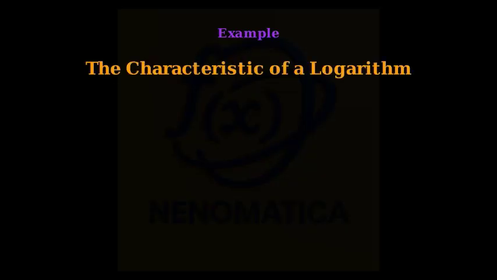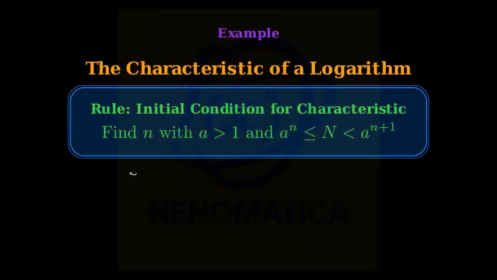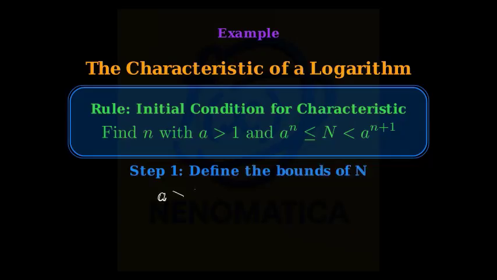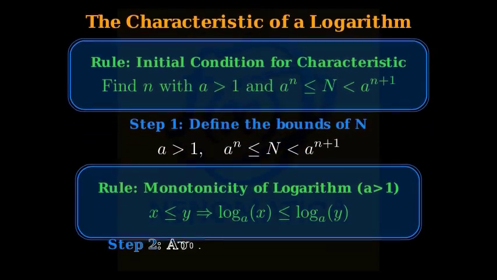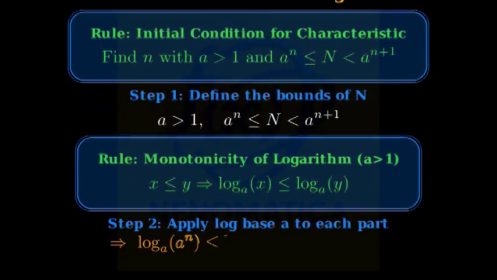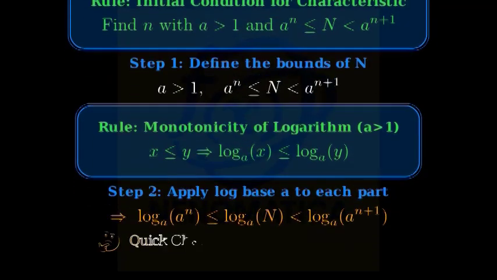Welcome! In this lesson, we will follow, step by step, the exact algorithm for finding the characteristic of a logarithm. We will mirror the structure shown in the reference image, and we will keep the steps in the exact same order. Step 1. First, determine between which two consecutive integer powers of a the number n lies, assuming it is greater than 1. Step 2. Because it is greater than 1, the logarithm with base a is increasing, so applying log base a preserves the inequality.